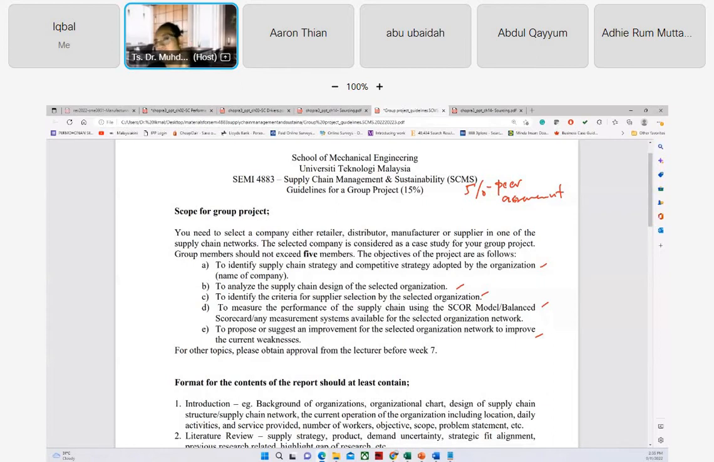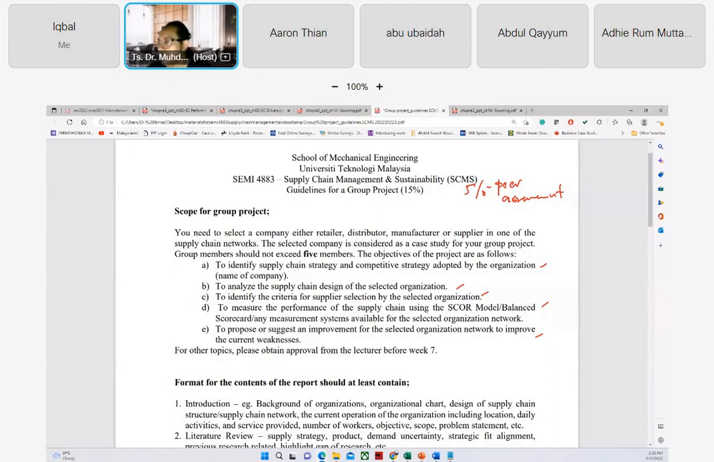And then B, to analyze the supply chain design of the selected organization. Supply chain design we are going to learn in the next few weeks. Okay, C, to identify the criteria for supplier selection by the selected organization. All right, how they select the suppliers. So you have to understand the organization, who is the CEO of the company, how many vendors they have, how many suppliers they appoint. So you have to go and ask them. So you start yourself with the questionnaire. So you have to build your own questionnaire.